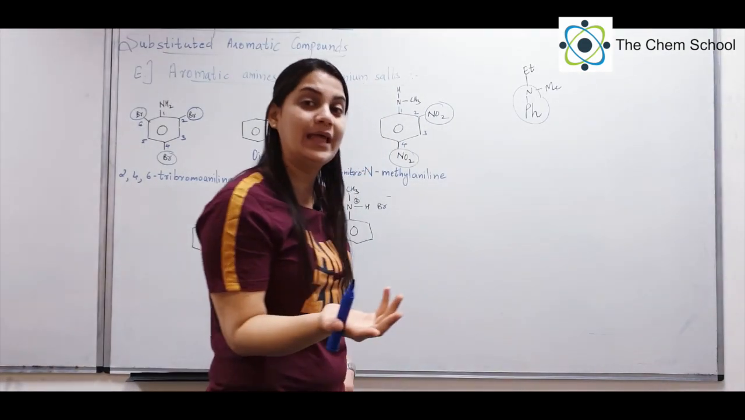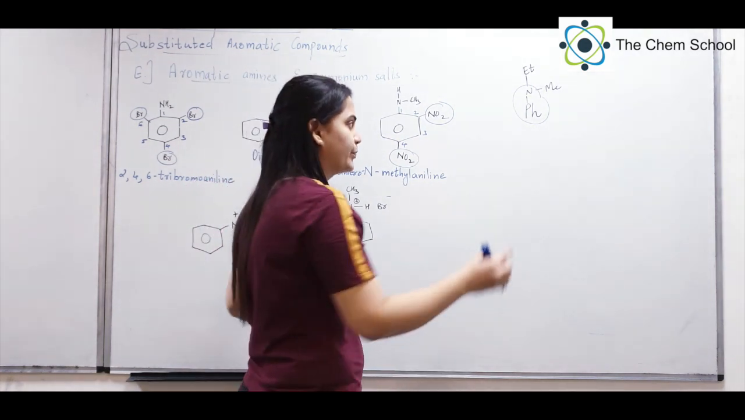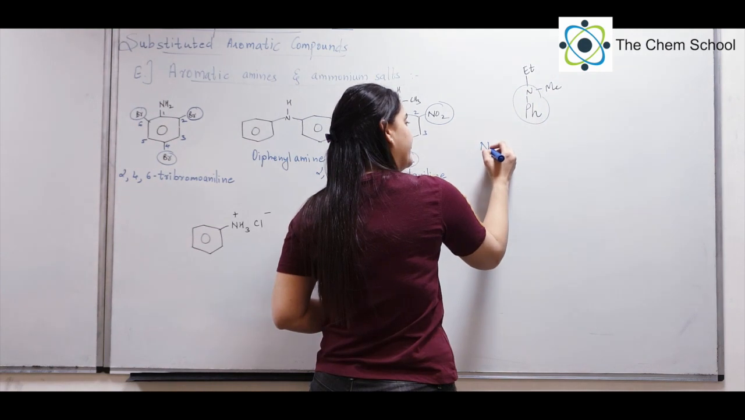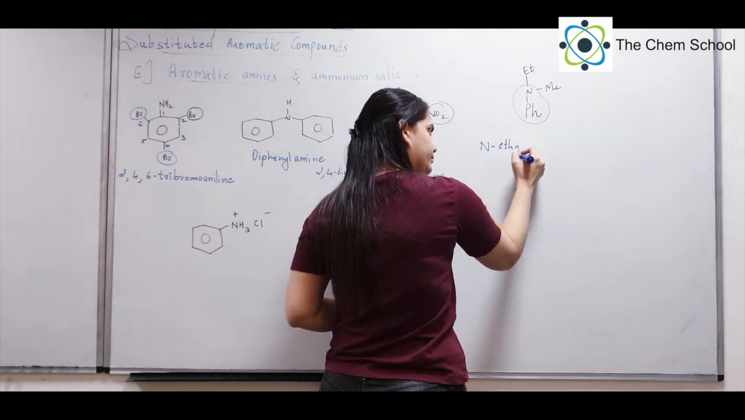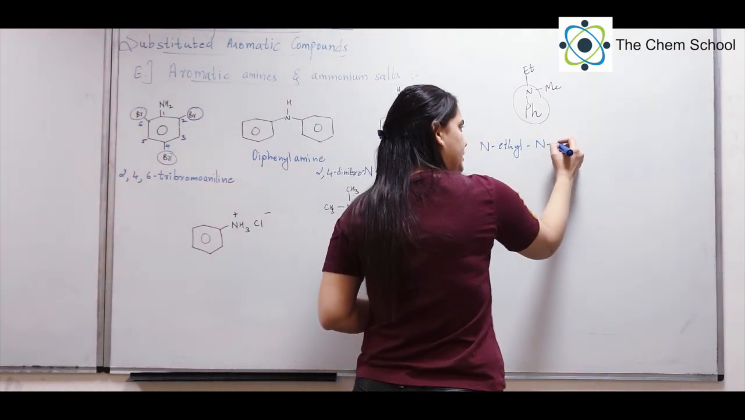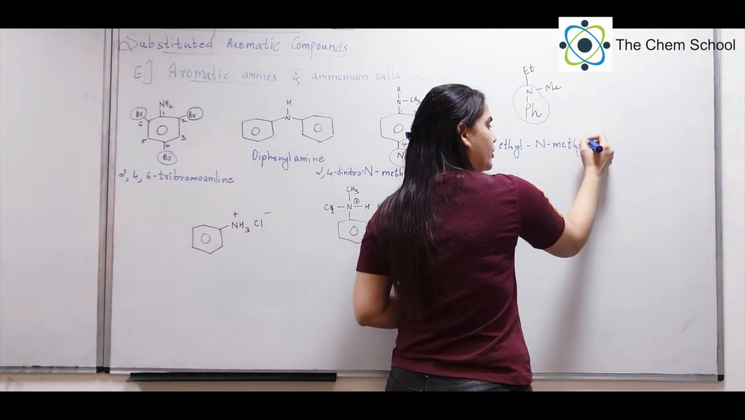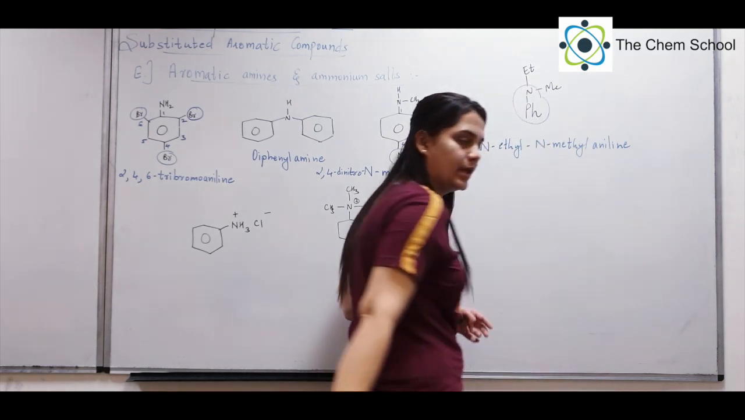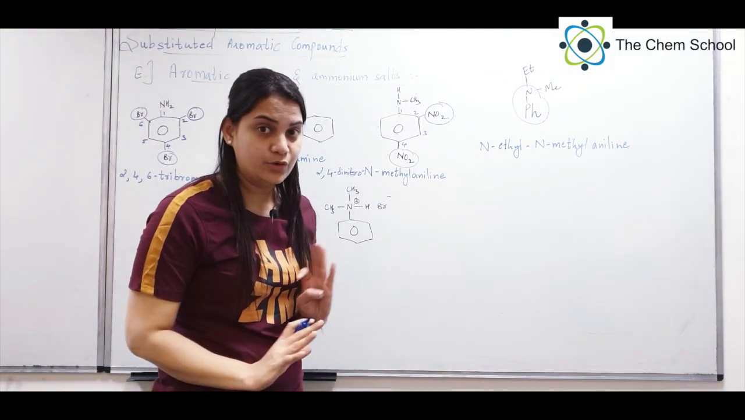So write them down in alphabetical order. So N has ethyl and N has methyl. So write down N-ethyl, N-methyl, and the root parent name is your aniline. I hope this is very, very clear to all of you.